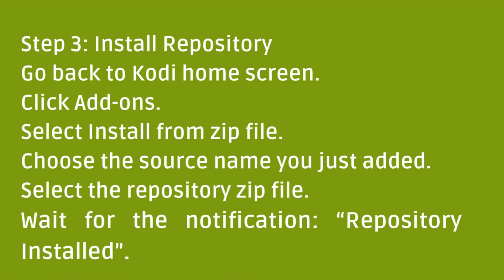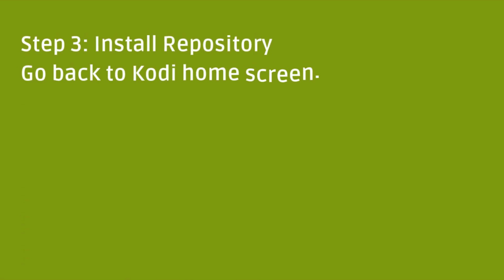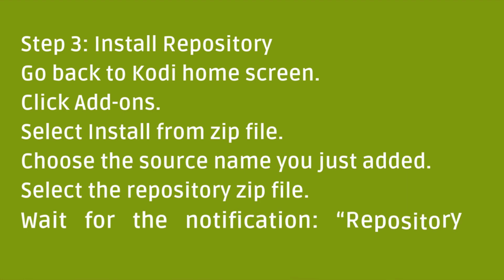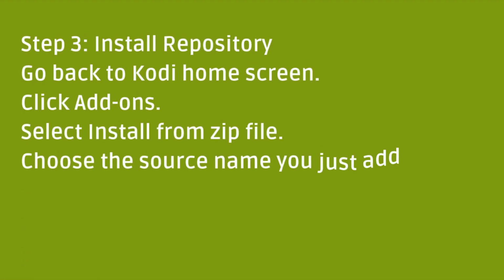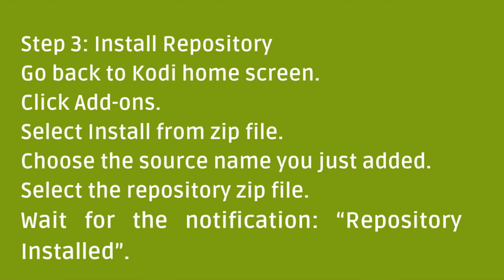Step 3. Install repository. Go back to Kodi home screen. Click Add-ons. Select Install from zip file. Choose the source name you just added. Select the repository zip file. Wait for the notification. Repository installed.